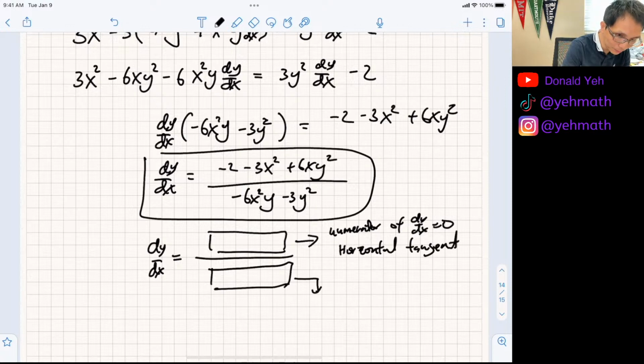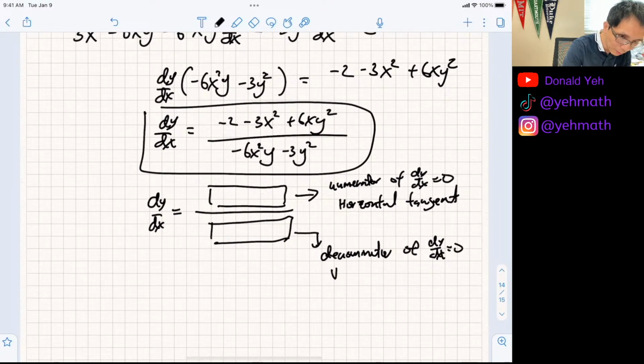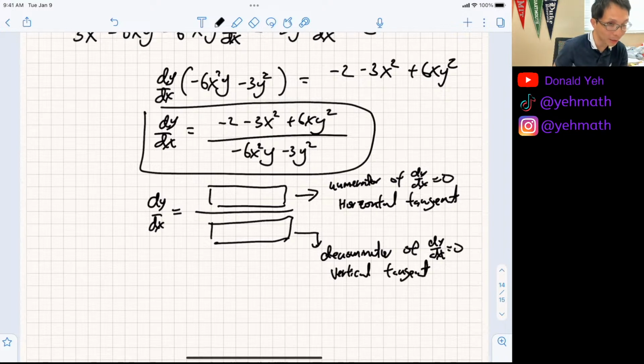Now, how about the bottom? Well, the denominator of dy dx equal to 0, then it's actually a possible vertical tangent. The only reason why I say possible vertical tangent is because sometimes it could be a vertical asymptote. So you have to double check with the original function. But other than that, you should know that vertical tangent is a denominator equal to 0, because that's when dy dx is undefined. Something with 0 on the bottom is undefined. Does that make sense?